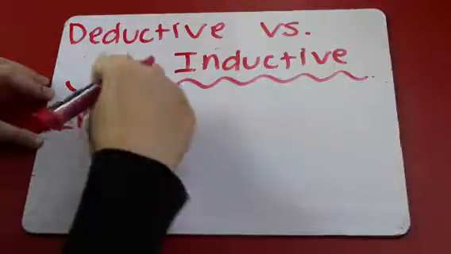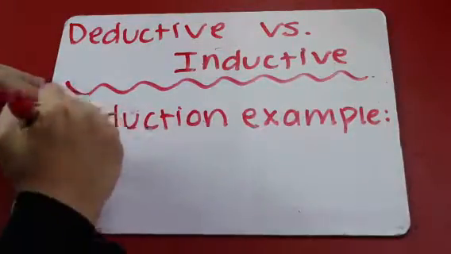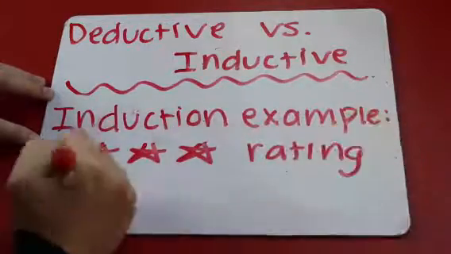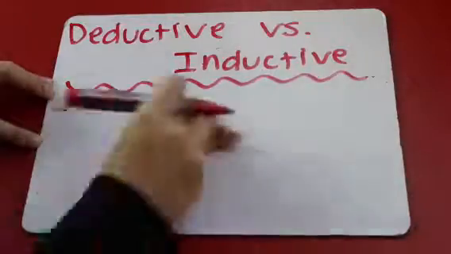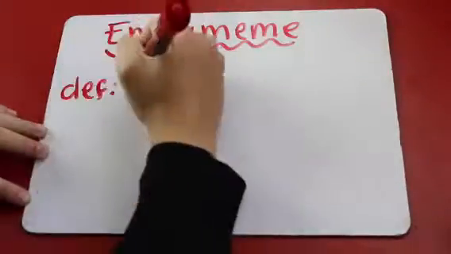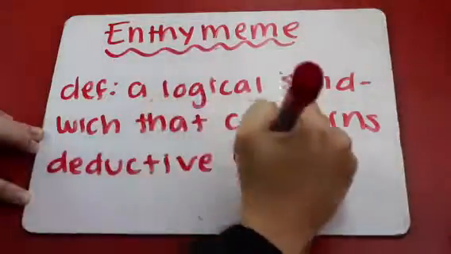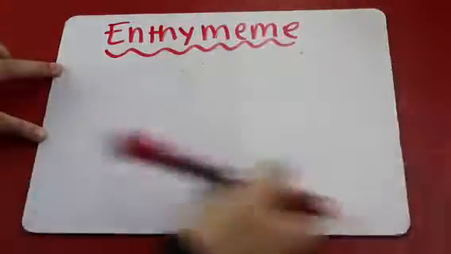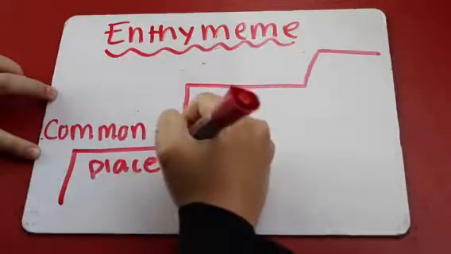On the other hand, an example of inductive logic would be when a movie advertises that it has a 4.5-star rating. This means that if most people like the movie, then you will too. Heinrich also elaborates on enthymeme. As Heinrich puts it, enthymeme is a logical sandwich that contains deductive logic. It takes a commonplace and uses it as a first step in convincing the audience.